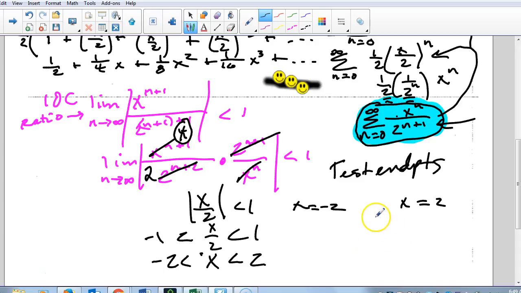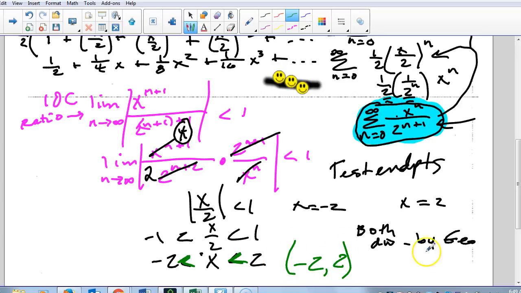If you test those endpoints, then you're going to find that both diverge. So my interval truly is -2 to 2, non-inclusive. So it's going to be -2 to 2, which suggests a radius of 2, right? Because my center is 0. So interval, radius, rock. Okay, let's move on.